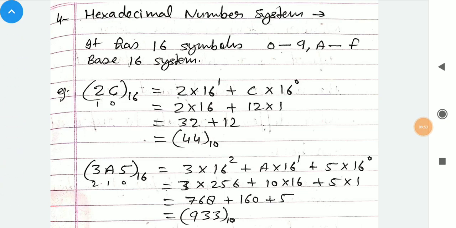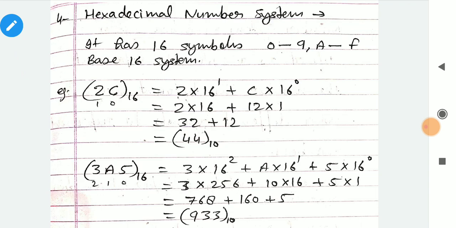Now the fourth and last number system is the hexadecimal number system. In the hexadecimal number system there are 16 different symbols that begin from 0 to 9: 0, 1, 2, 3, 4, 5, 6, 7, 8, 9, and from A to F.